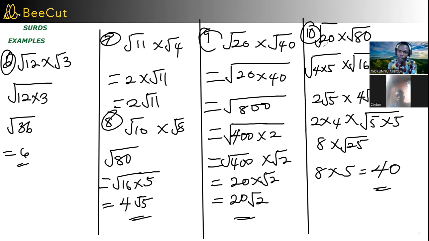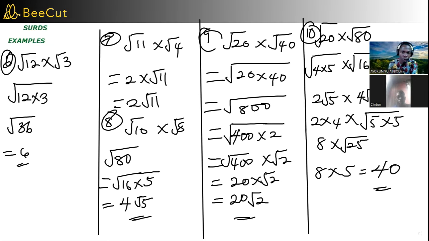But if you had combined initially, it should have been 80 times 20, right? Yes, sir. And 80 times 20 is what? 1,600. 1,600, and the square root is 40. Okay? Yes, sir. Okay, done with that aspect.